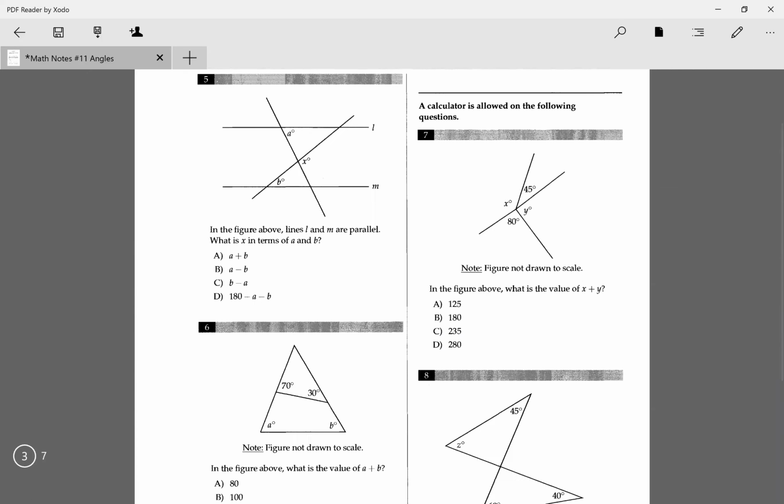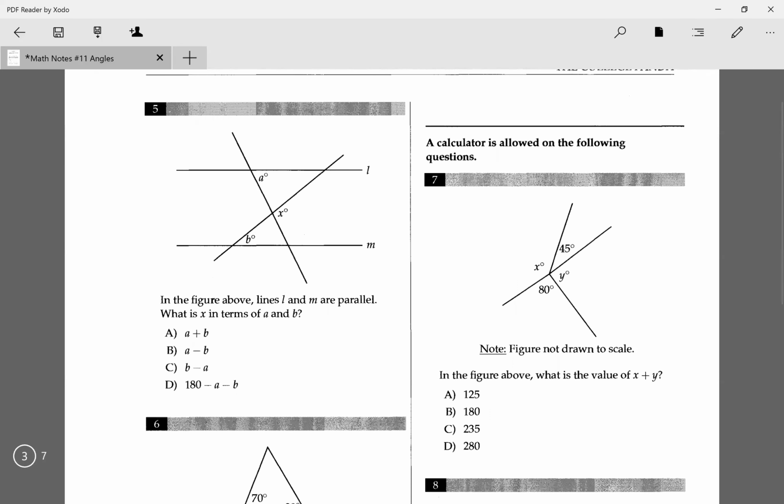Okay, the other one I want to go over is number 5. In the figure above, lines L and M are parallel. In terms of x, what is the value of A and B? So in this case, this angle and this angle are the same, because of the alternate interior angles. So that means this is also B. And remember the exterior angle theorem, the first topic we went over? Here, x is basically an exterior angle for this triangle right here, which means x is equal to A plus B, which means A is the right answer here.